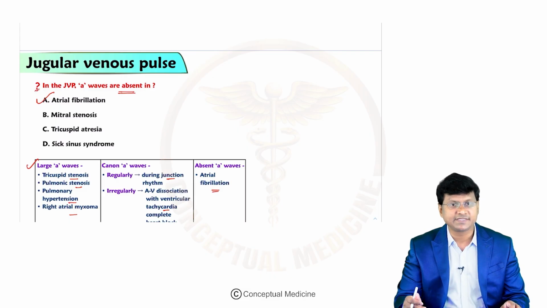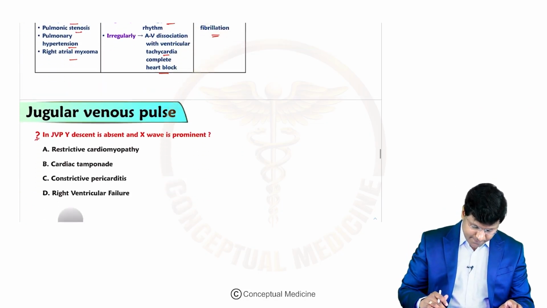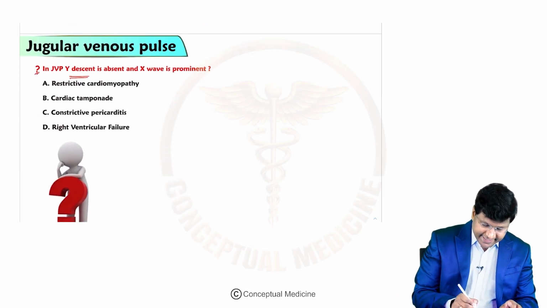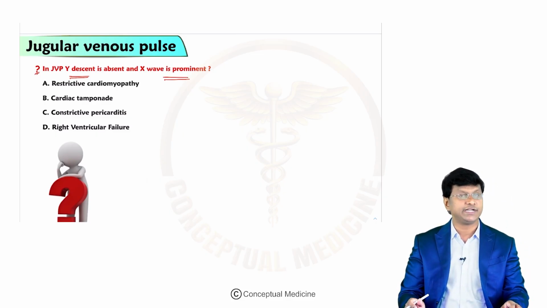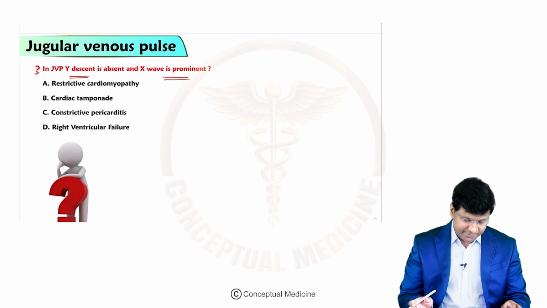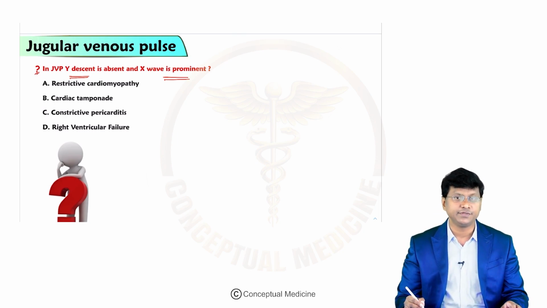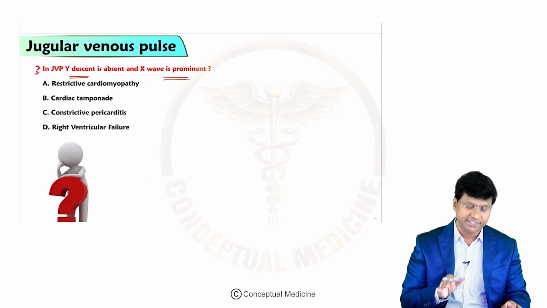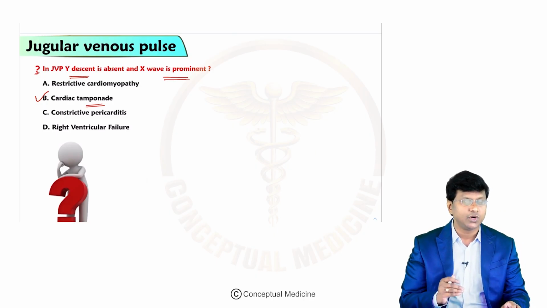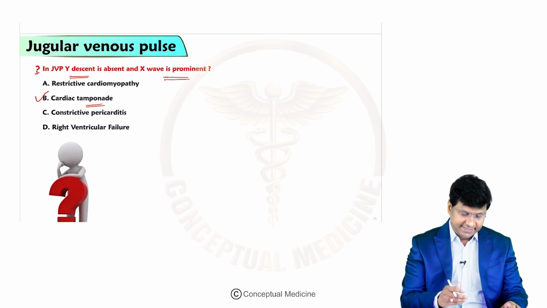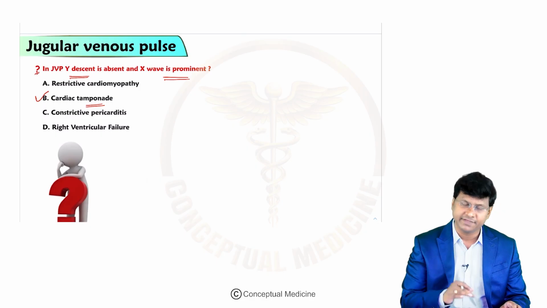So this is the summary of abnormalities of the A wave. Now, followed by that, let me discuss the abnormalities of the X wave, the Y wave and the V wave. In JVP, Y descent is absent and X wave is prominent. So what are the conditions that you will have? Restrictive cardiomyopathy, cardiac tamponade, constrictive pericarditis, right ventricular failure. You will have this particular scenario in patients with cardiac tamponade. Why and all, we will discuss now. We will discuss the abnormalities of the X and Y waves and then come back to this question.